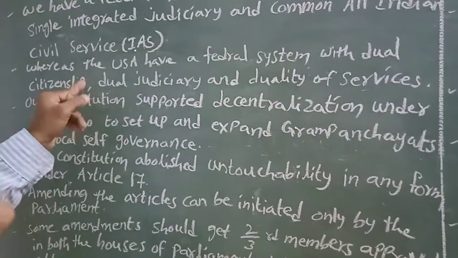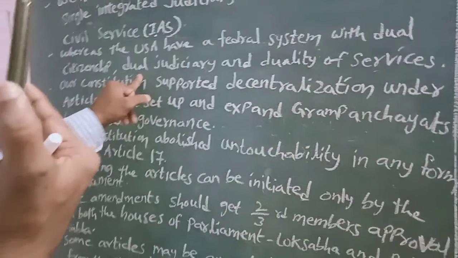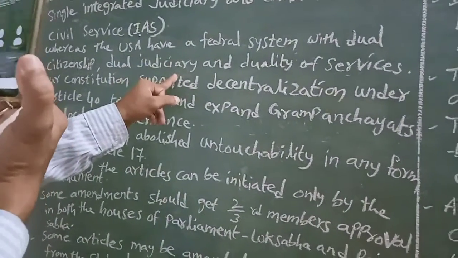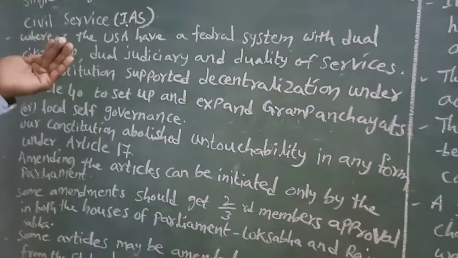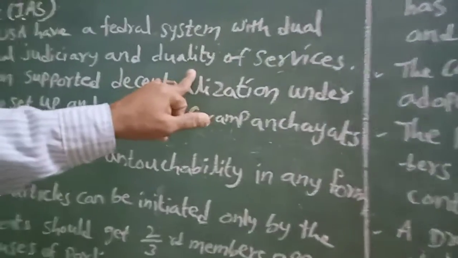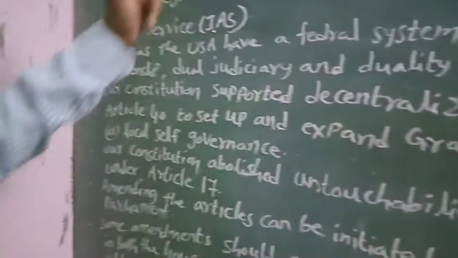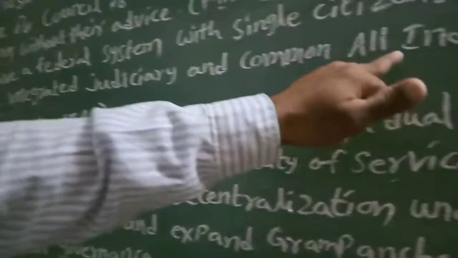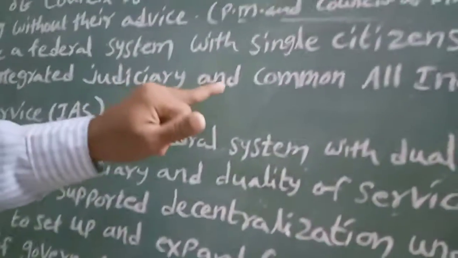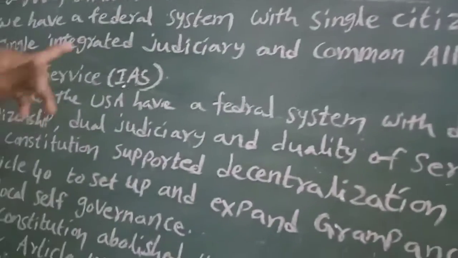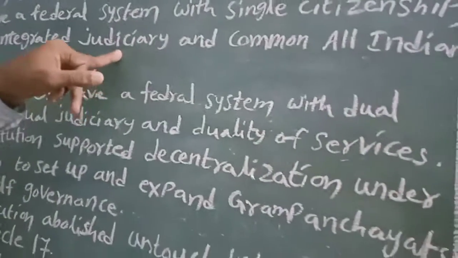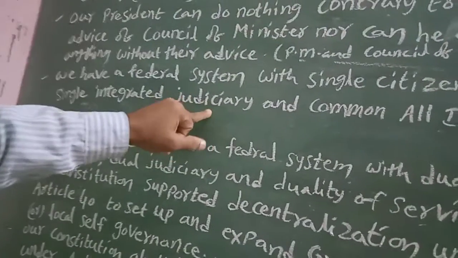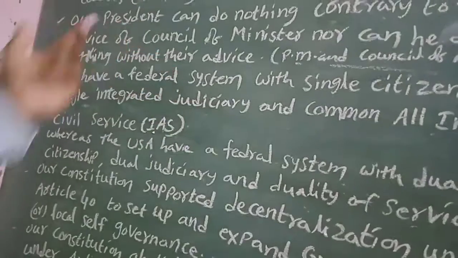Total dual citizenship. Dual judiciary: state judiciary and central judiciary. Next, duality of the services. In America there are state services and central services, but in our country only IAS officers are common members. We have a common judiciary, a single, integrated judiciary.